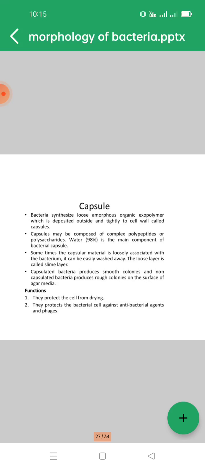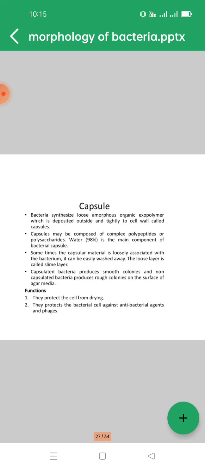Next, this is loosely associated with the bacterium. It is easily washed away, so this is a loose layer, and it is called a slime layer. It is attached to the cell wall, but it is a loose layer because of the viscous polysaccharide material. If we wash it with water, it is easily washed away. So that is called the slime layer, and the capsule is otherwise known as the slime layer.